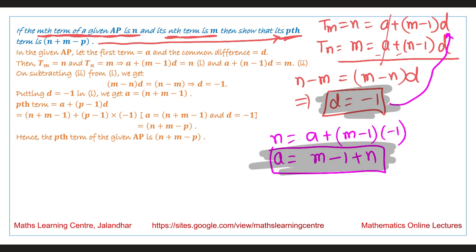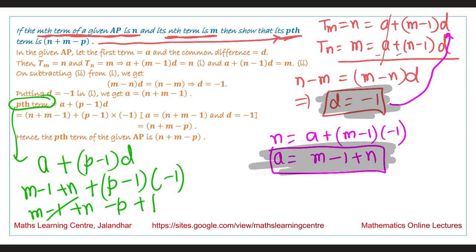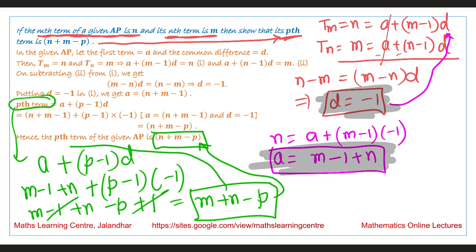Now what we have to calculate is the pth term. So the pth term will be given by a plus (p minus 1)d. The value of a is m minus 1 plus n, plus (p minus 1) into d, which is minus 1. So we get m minus 1 plus n minus p plus 1. This 1 and 1 get cancelled, and we are left with m plus n minus p. So we are saying that the pth term of this AP is n plus m minus p.